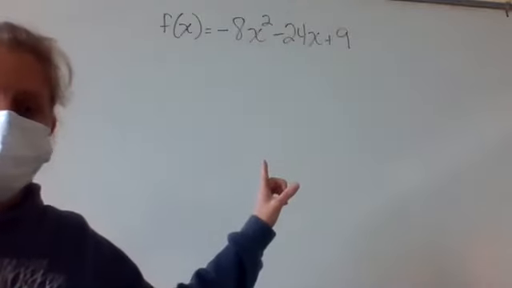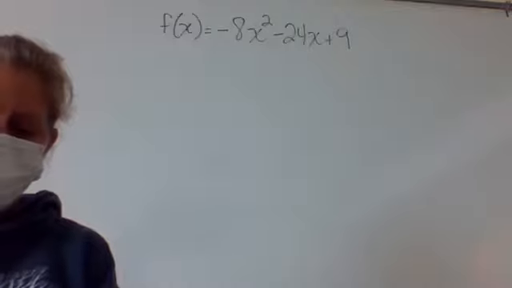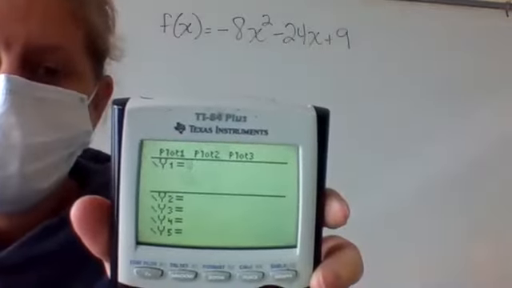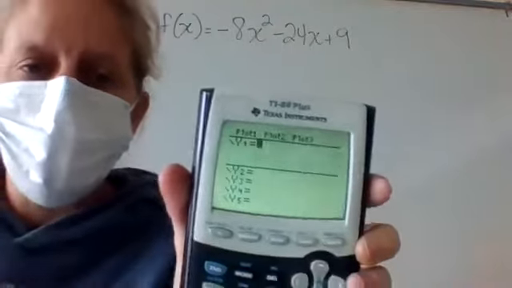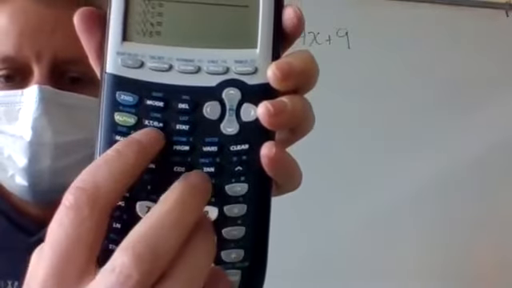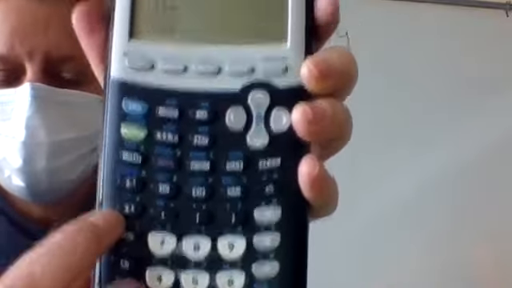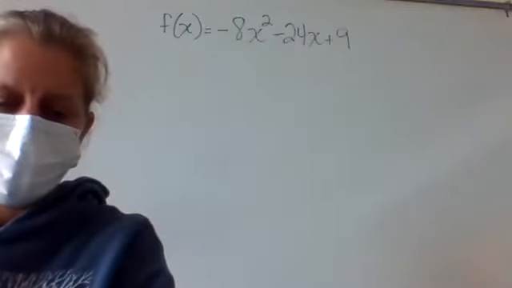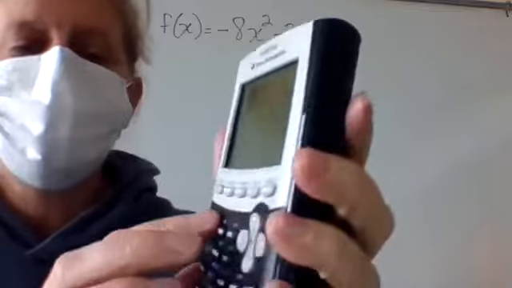Okay, so first things first, we always have to find the vertex. So let's go to our y equals and clear it out. Type in -8x squared. So there's your -8, there's your x, and then your x squared. So that'll just square your x for you. Then minus 24x plus 9.